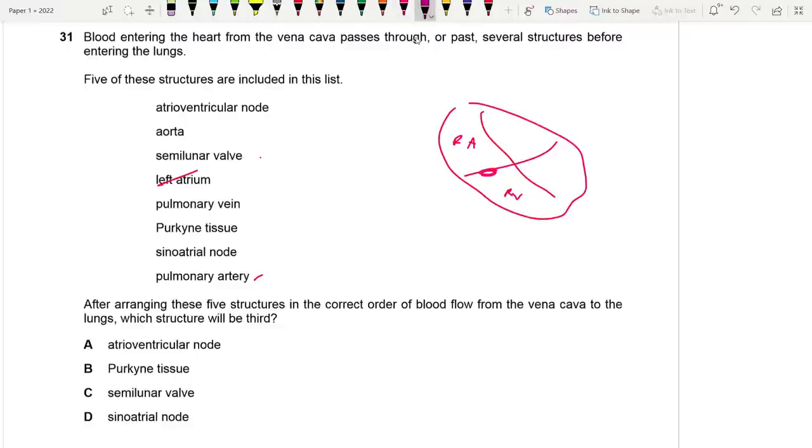Now, here's the thing. Some structures are totally going to be excluded. Like, we don't need left atria here. We don't need aorta here, because that's on the left side of the heart. And we don't need pulmonary vein because we'll be crossing the lungs that way.